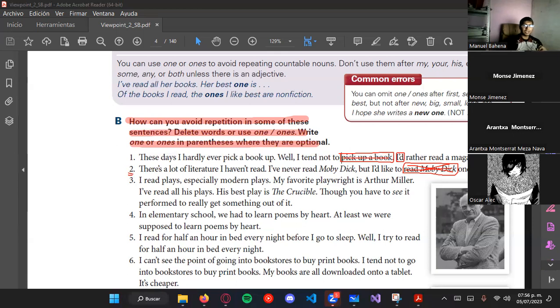Now, number 3. Oscar, I told you that it was your turn. Oscar, your turn. I read plays, especially modern plays. My favorite playwright is Arthur Miller. I have read all his plays. His best play is the Crucible, though you have to see it performed to really get something out of it.